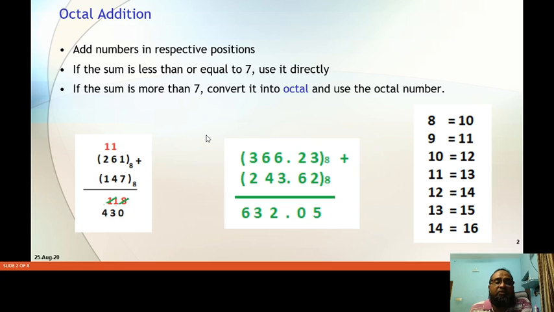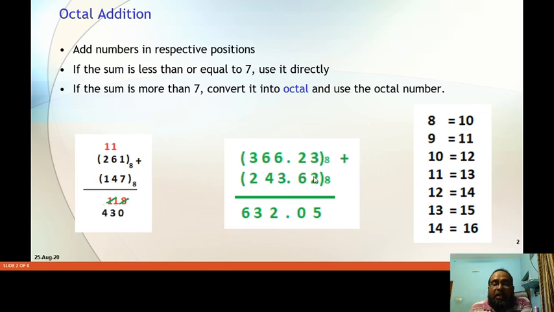If the sum is up to 7, no problem, use it as such. If it is more than 7, there is no way around it, you have to convert into octal and use that number. This is the table that shows the octal number corresponding to the decimal. On the left side it is decimal. 8 is 10, 9 is 11, 10 is 12, 11 is 13, like that.